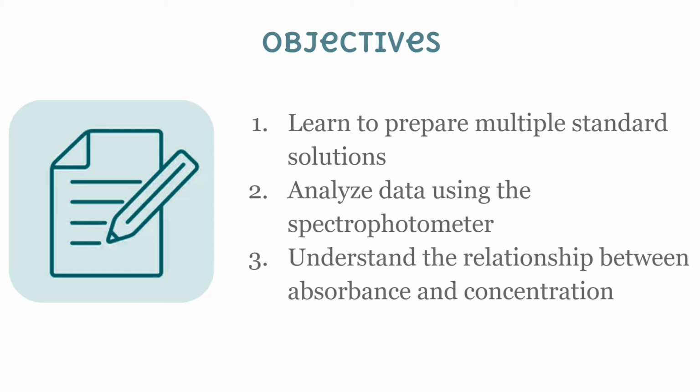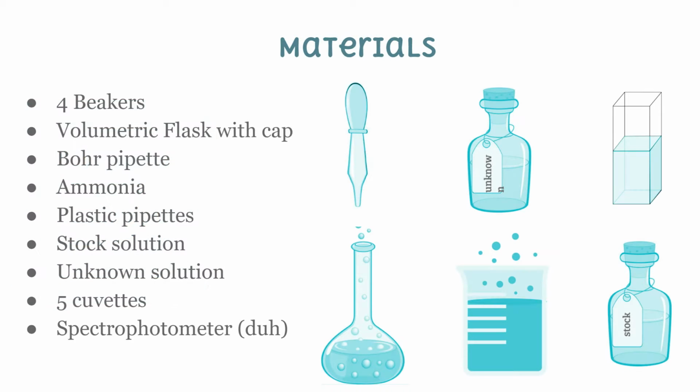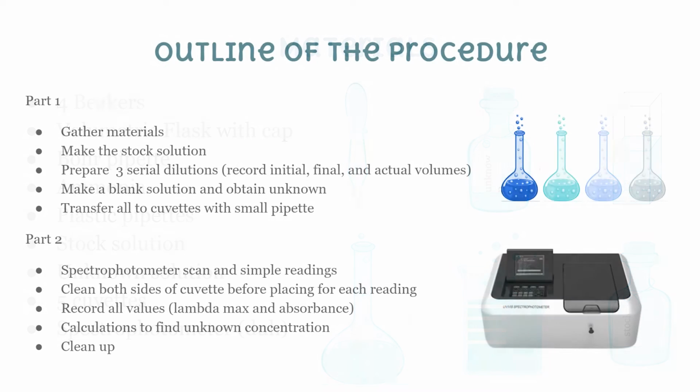The following objectives for this experiment: learn to prepare multiple standard solutions, analyze data using the spectrophotometer, understand the relationship between absorbance and concentration. The materials that you will need to collect for this experiment are 4 beakers, a volumetric flask with the cap, bore pipette, ammonia, plastic pipettes, stock solution, unknown solution, 5 cuvettes, and the spectrophotometer.